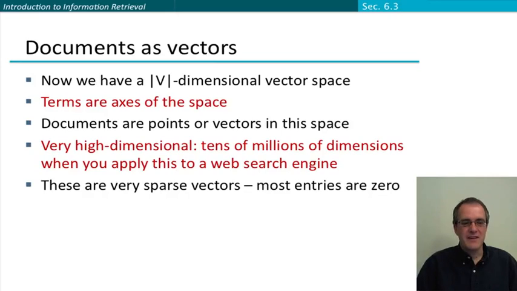A crucial property of these vectors is that they're very sparse vectors. Most of the entries are zero because each individual document only typically has a few hundred or thousand words in it.